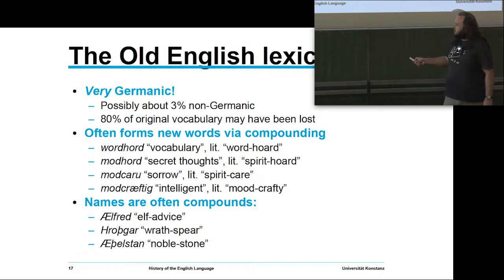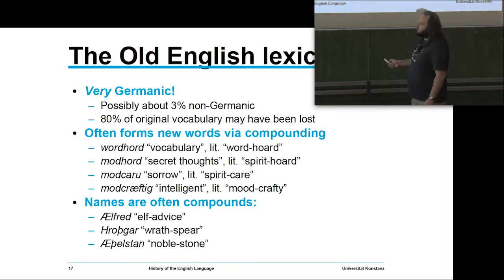Similarly, Hrothgar is the king that you find in Beowulf. He's the king who Beowulf comes to help out. Hrothgar's having trouble, and Beowulf comes to save his bacon. But Hrothgar's name means wrath spear, angry spear.